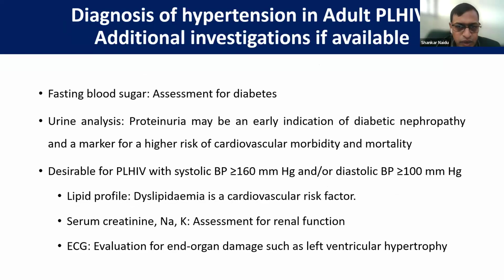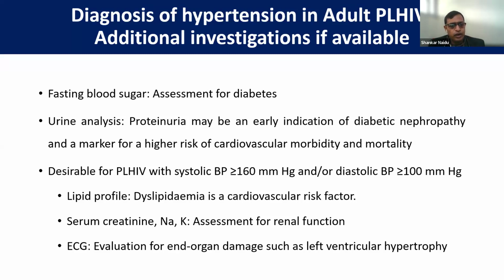So what are the additional investigations that we need to do once we make a diagnosis of hypertension in the patient? The additional investigations include the assessment of fasting blood sugar, because as we commonly see, most of the patients who are hypertensive will be having an underlying diabetes as well, and vice versa is also true. So the patients who are having diabetes are also at increased risk of developing hypertension. So any patient who is newly detected to have hypertension, we should always assess for the underlying diabetes status.